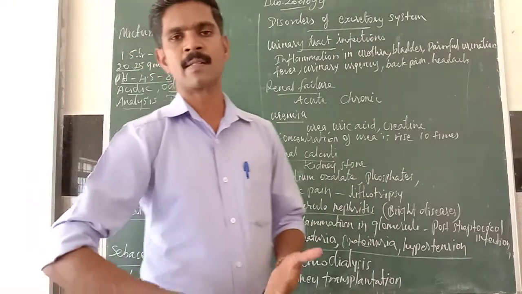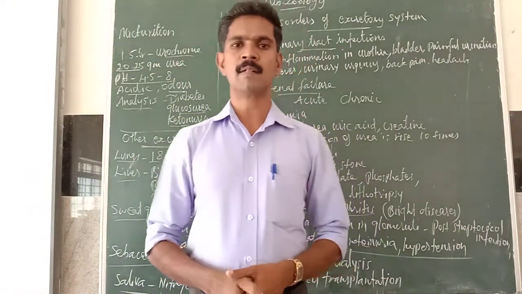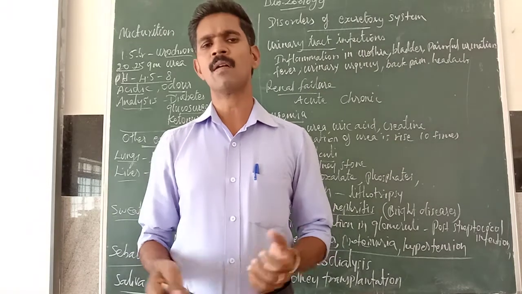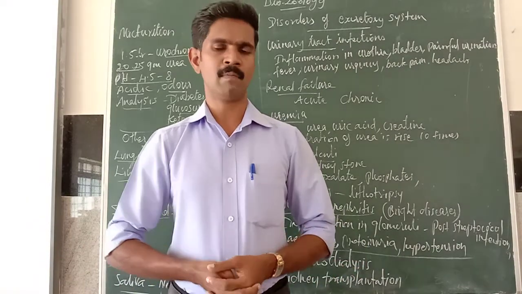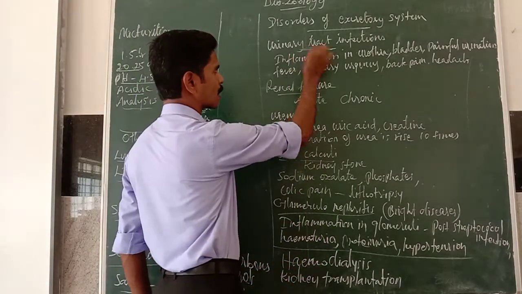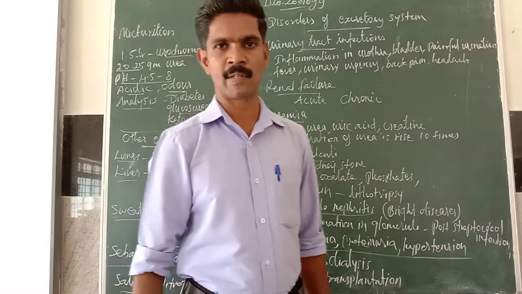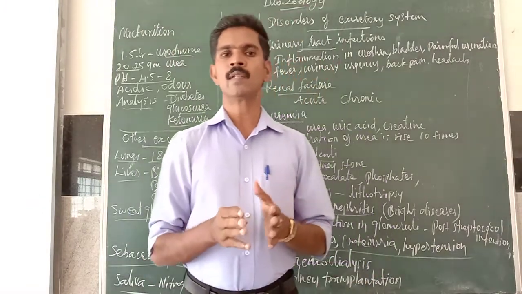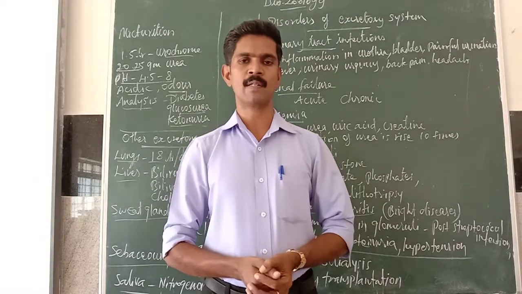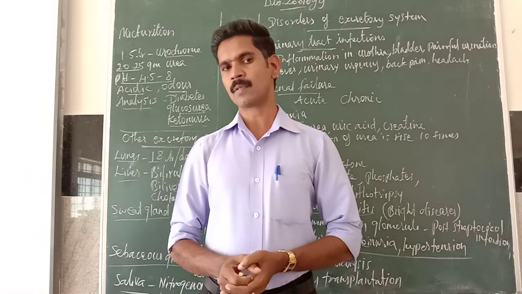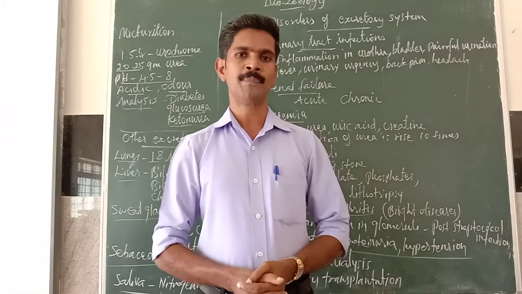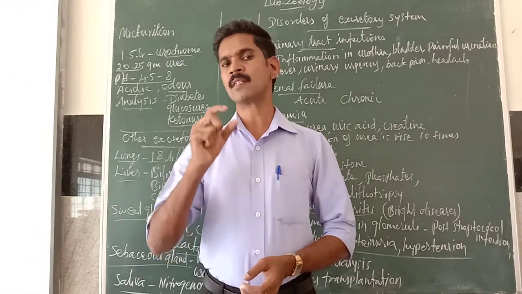Like our other systems, our excretory system is also affected by some diseases or disorders. There are a lot of problems affecting our excretory system, so one by one we are going to study now. The first one is urinary tract infection. The urethra is the posterior region of the excretory system. Understand? And in the female body, the length of the urethra is very short.